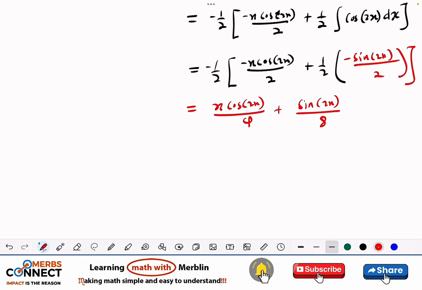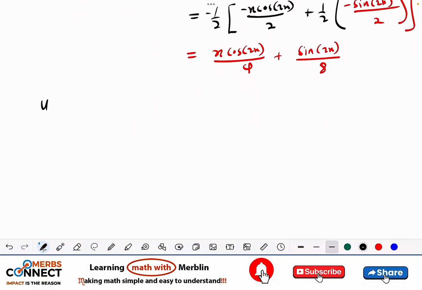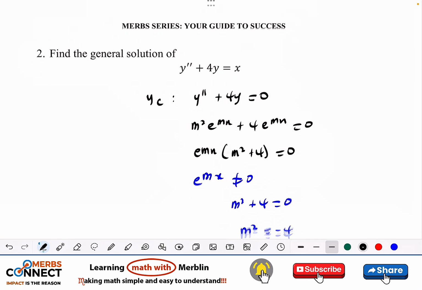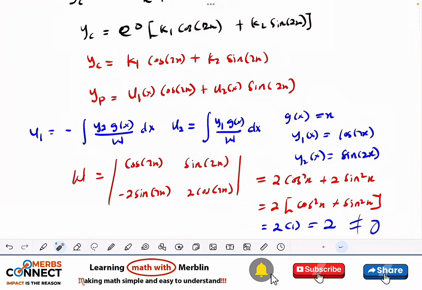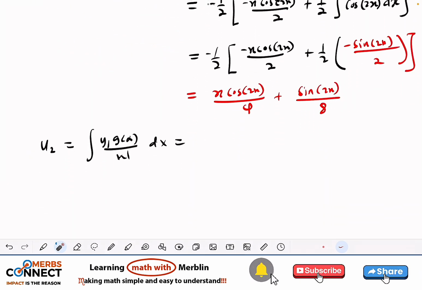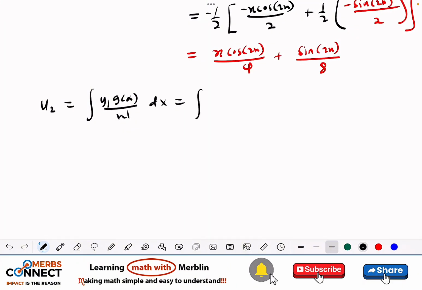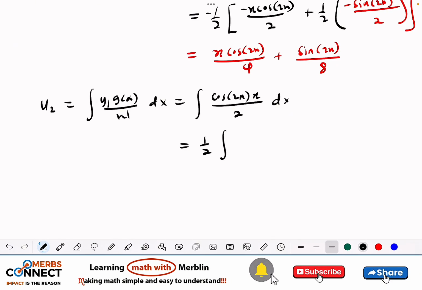Then we need to think about u2. So u2 is equal to the integration of y1 g(x) divided by the Wronskian dx. Now y1 is cos, right? So we are going to have cos 2x times g(x) divided by 2 dx. So we go through the same integration by parts again. 1 over 2 out. This is x cos 2x dx.